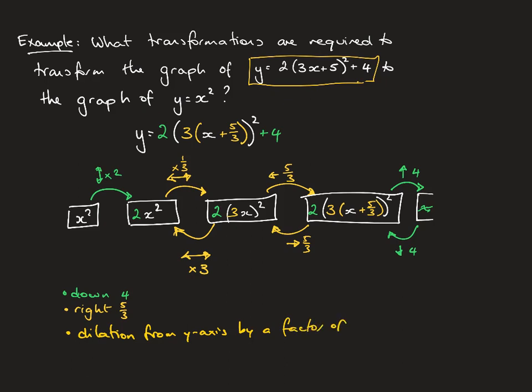And then finally we need to undo that times by 2. So we're going to times by half. So it's going to be dilation from the x-axis by a factor of a half. And I've just gone the short way to make it quicker. And so you can see that whole working backwards idea, undoing what was done.